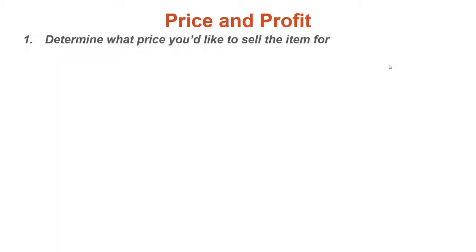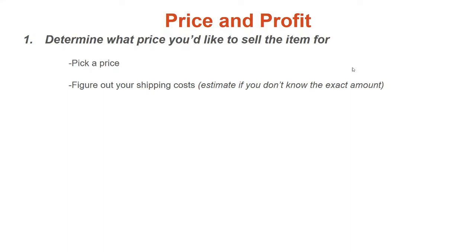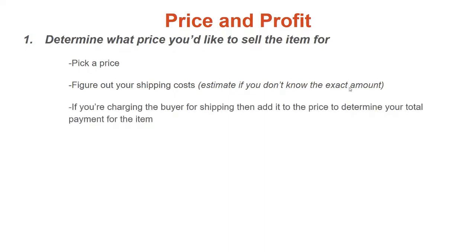Now you need to determine what price you'd like to sell the item for. And in picking a price for your item, of course, you also need to figure out your shipping costs. If you're not sure exactly what they'll be, find some way to estimate if you don't know the exact amount. And also, if you're going to charge the buyer for shipping, then you need to add that shipping charge to the price in order to determine your total payment for the item, because again, your total payment will be the price that you put on the item plus the shipping that the buyer's paying.